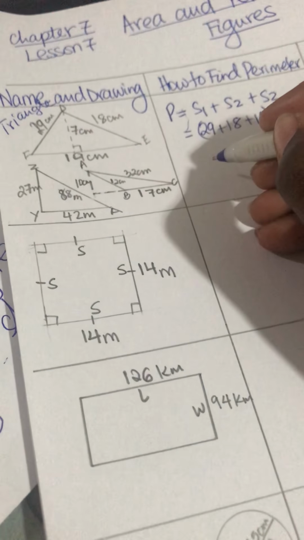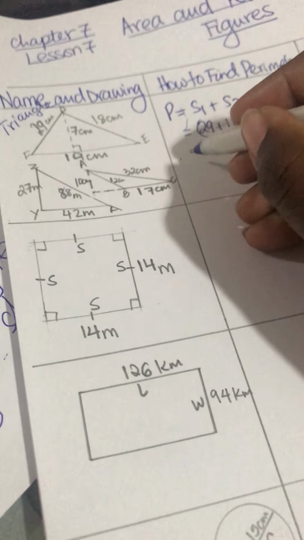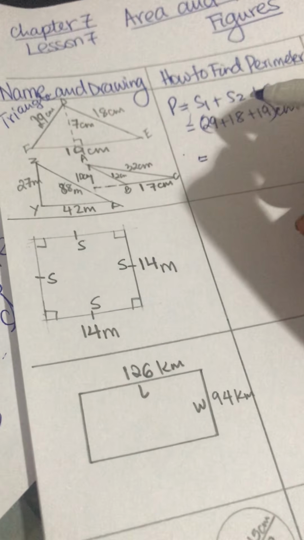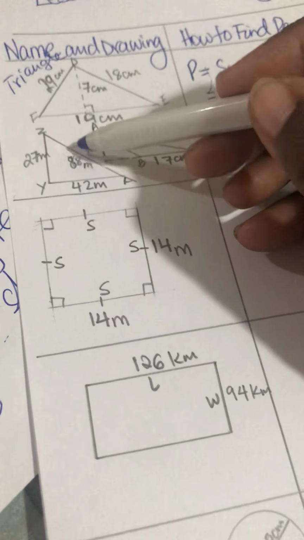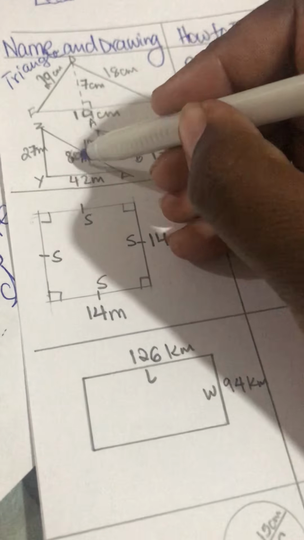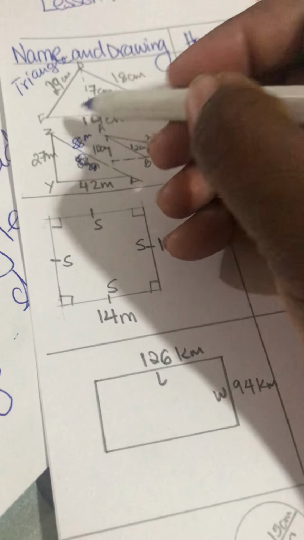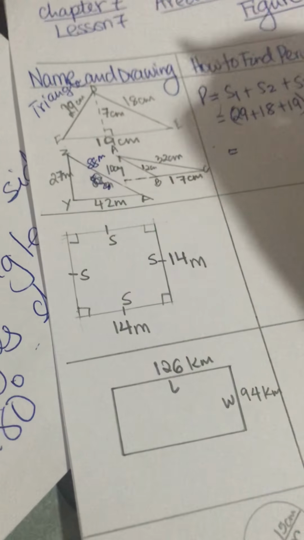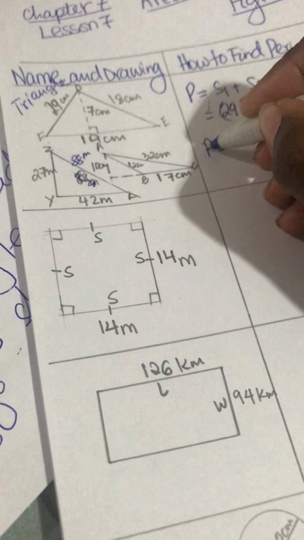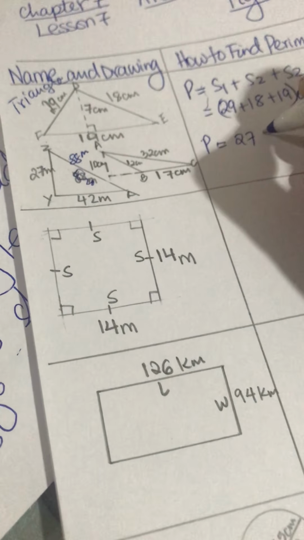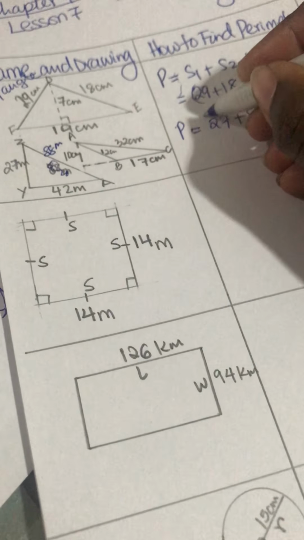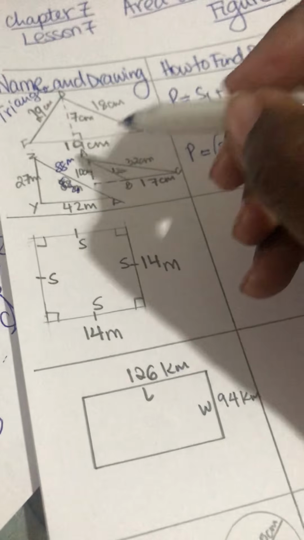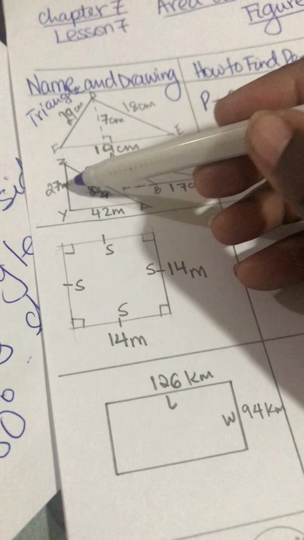For the second shape, we will do here. I wrote this here because there was no space for me to. Let me write it over here. 88 meters. So the outside. So you will add 27 to 88 to 42, and the units for the second perimeter, for the second triangle, is meters.